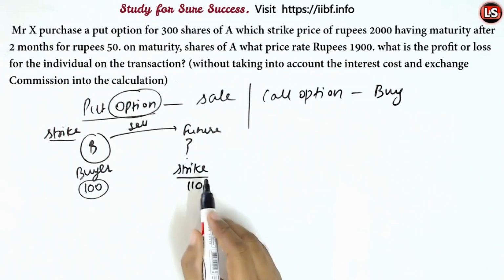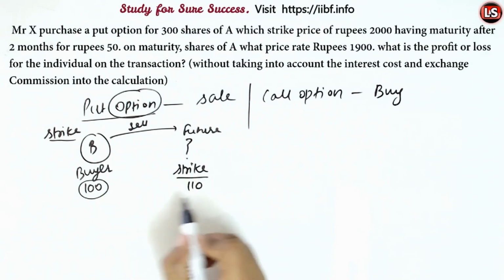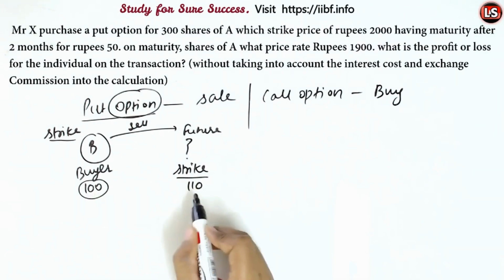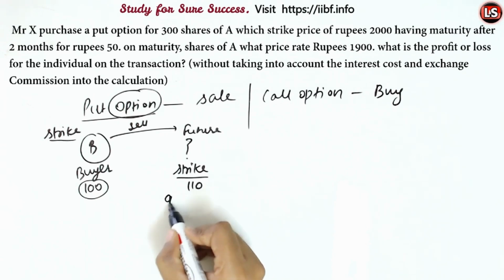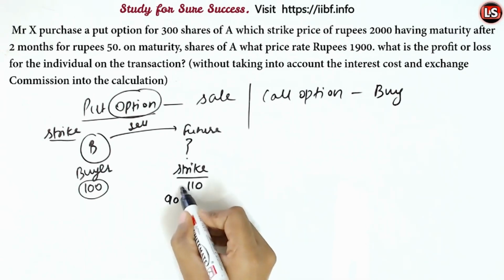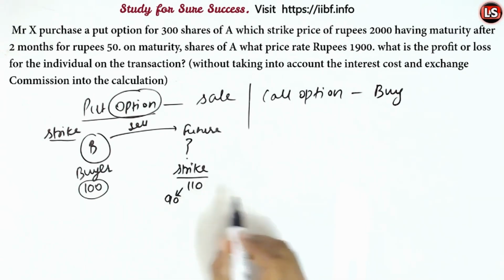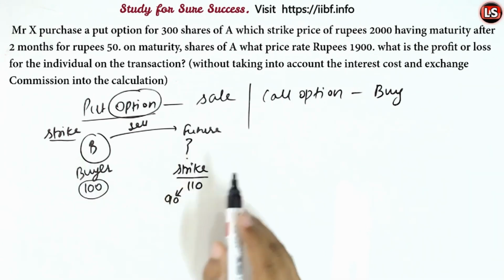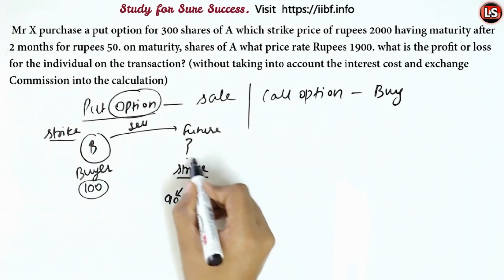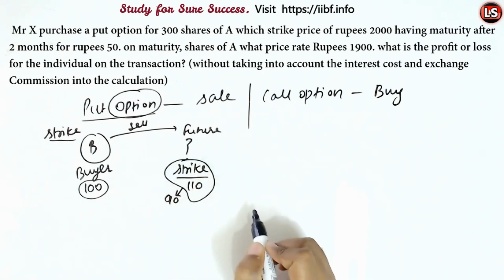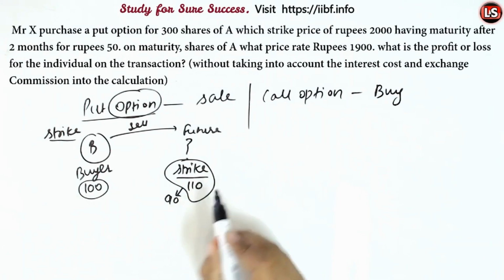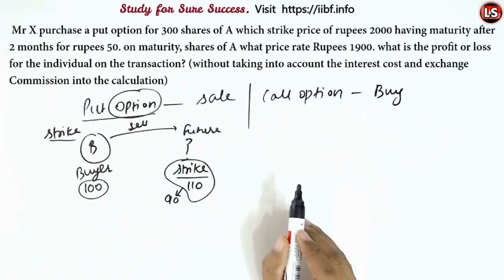Okay? And now assume that in the future, when this time comes, the share price, which was 100 rupees earlier, is now only 90 rupees. What? 90 rupees. This means the price has gone down. So here, the person B has a right. He has a right to sell based on which the shares are sold at the agreed strike price of 110 rupees. Now, he won't care whether the company is in loss or profit. He will sell the shares based on the strike price.